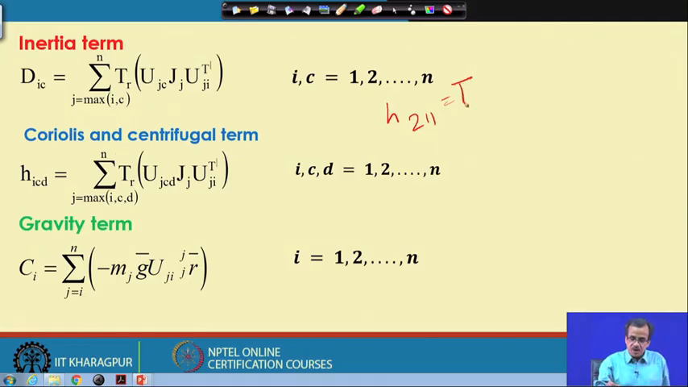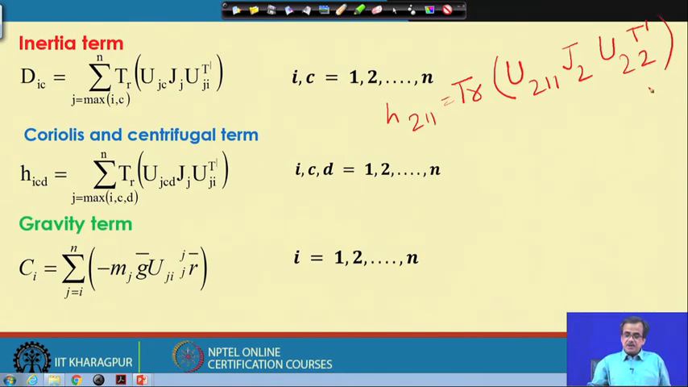So this is nothing but the trace of u, j equals to 2, c d is 1 1, then comes your j 2, then comes your u, j equals to 2, and this particular i is also equal to 2. So u 2 2 transpose. This is the way you can find out the expression for this particular h 211.